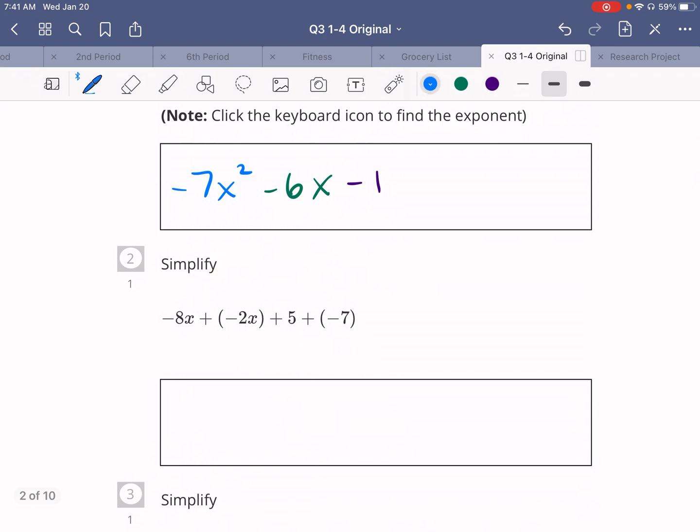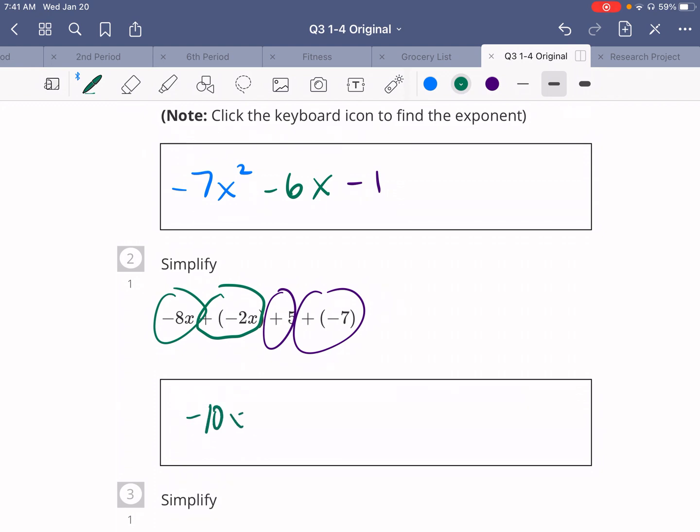All right, next one. We have negative 8x plus negative 2x. And then we have 5 positives and plus negative 7. Negative 8x plus 2 more negative x's is negative 10x. And then 5 positives plus 7 negatives is going to be negative 2, or plus negative 2, right? So negative 10x minus 2.